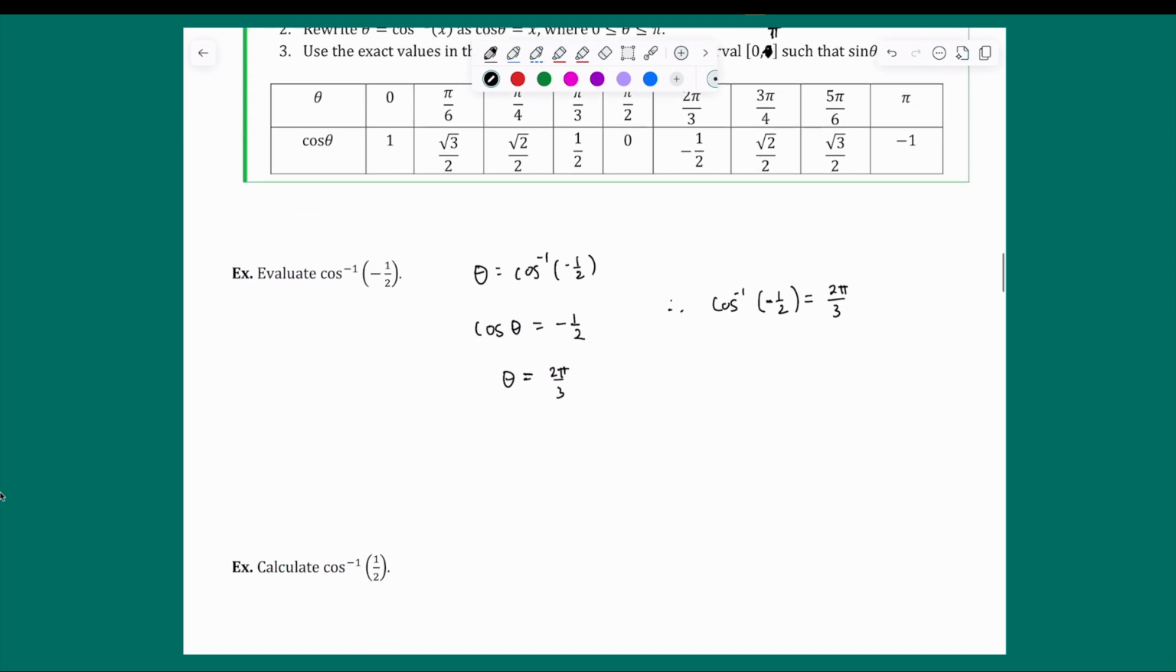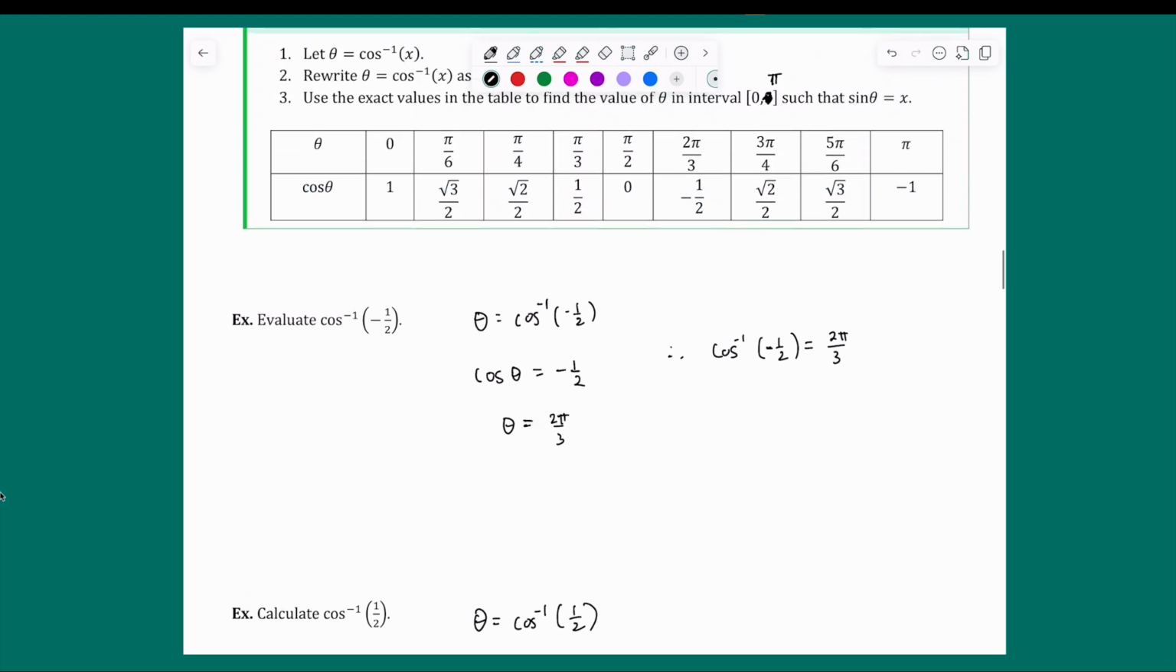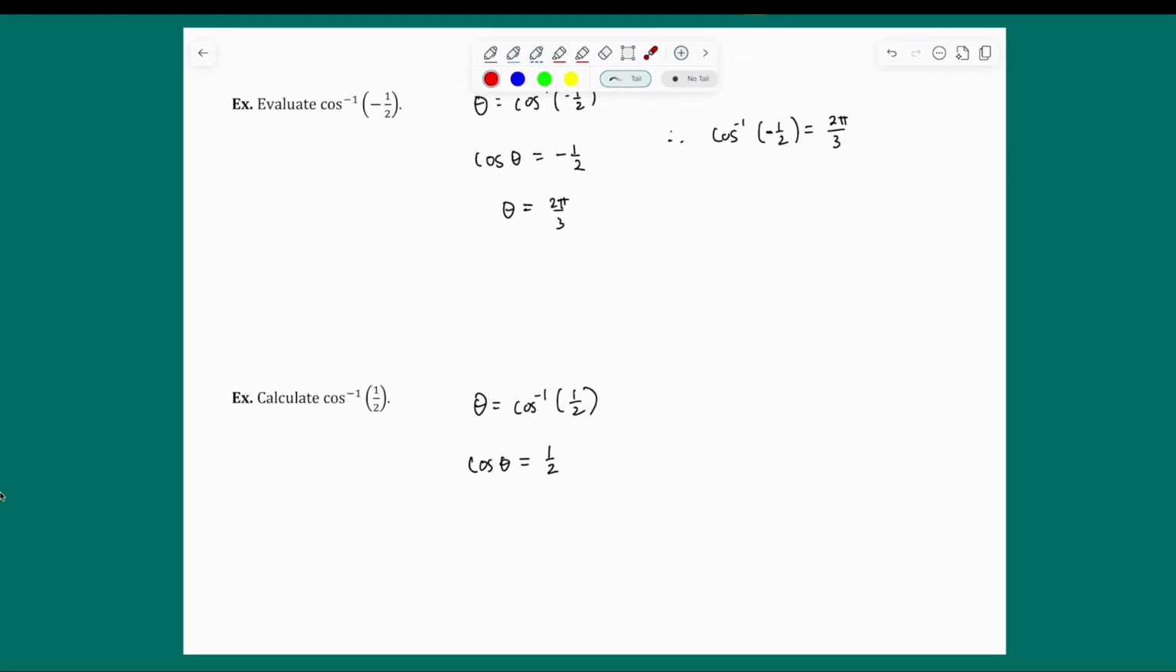All right, let's try another example here. So we're asked to calculate cosine inverse of 1/2. So let theta equal cosine inverse of 1/2, and then rewrite this as cosine of theta equal to 1/2. Then we could use the table here to identify where 1/2 is for the output, and then see that it corresponds to pi over 3 there. All right, so then we see that theta equals pi over 3, which tells us that cosine inverse of 1/2 is pi over 3.